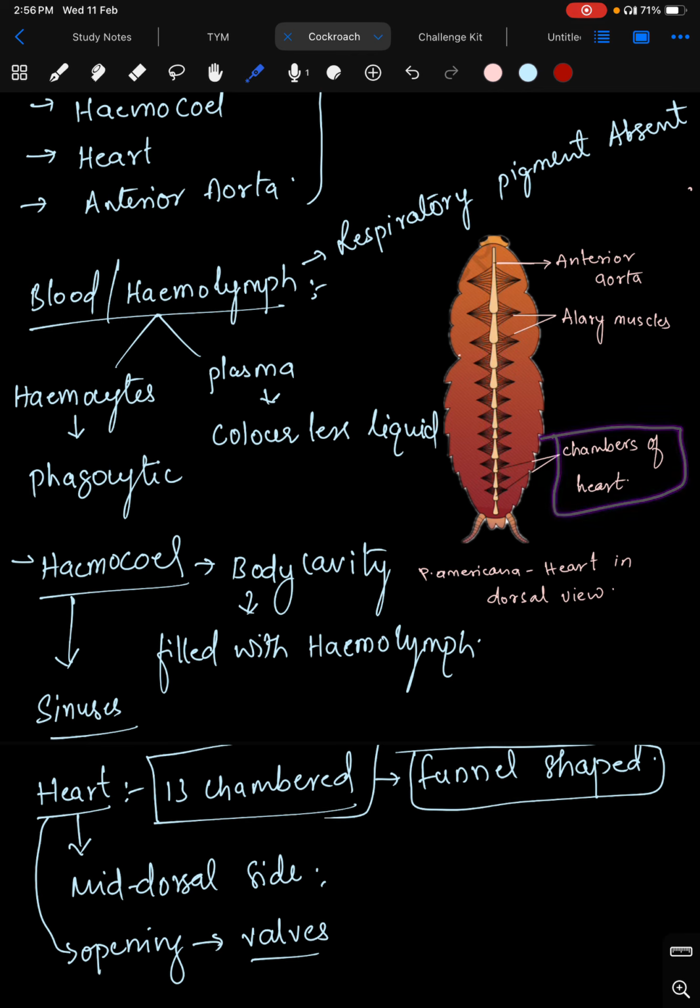Here the chambers of the heart are there, and the anterior aorta is there. Through the aorta the blood comes out of the heart. This is the posterior part of the heart, and this is the anterior part of the heart. Blood will move from the posterior part to the anterior part, in this direction. These chambers are connected with the help of openings, and these openings are guarded with the help of valves, so they prevent the backflow of blood from the anterior part of the heart to the posterior part. They allow flow in only one direction, posterior to anterior.